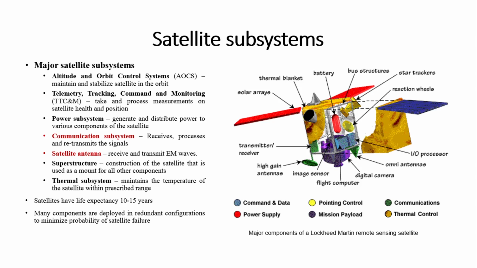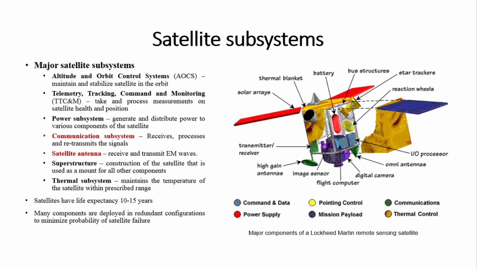Satellite Subsystems. Major satellite subsystems are: the attitude or orbit control system, which maintains and stabilizes the satellite in the orbit; telemetry, tracking, command, and monitoring, TTC and M, which takes and processes measurements on satellite health and position; the power subsystem, which generates and distributes power to various components of the satellite; the communication subsystem, which receives, processes and retransmits the signal; and the satellite antenna, which receives and transmits EM waves.